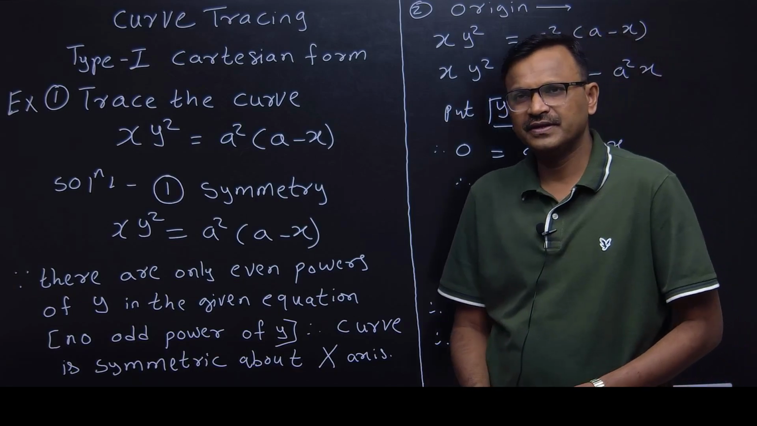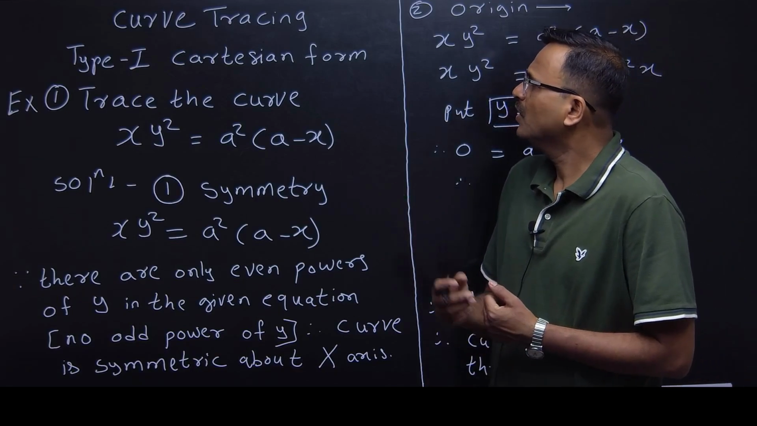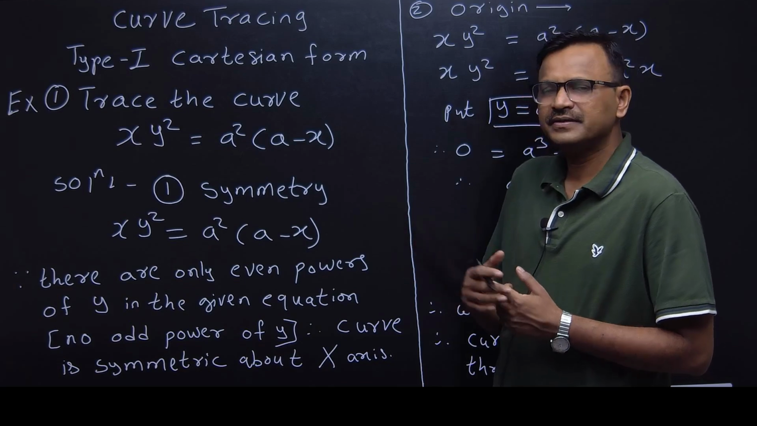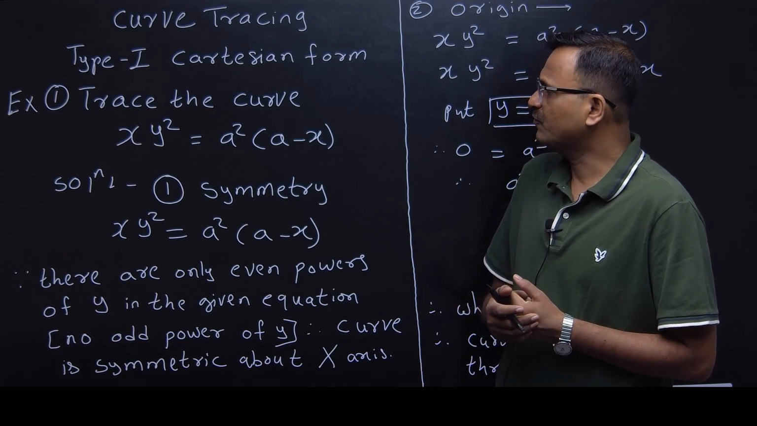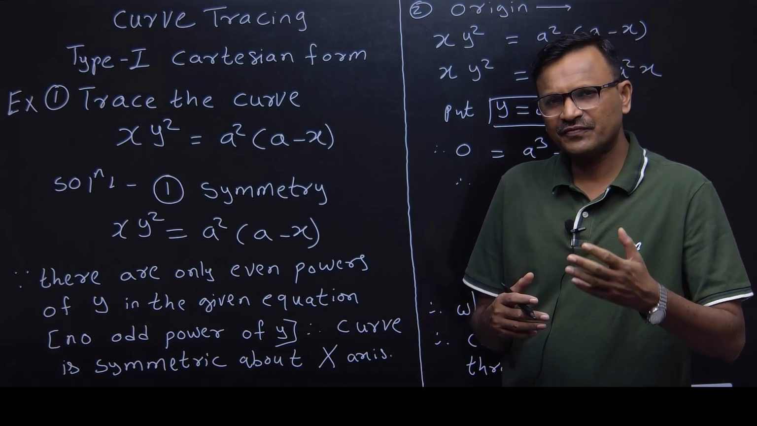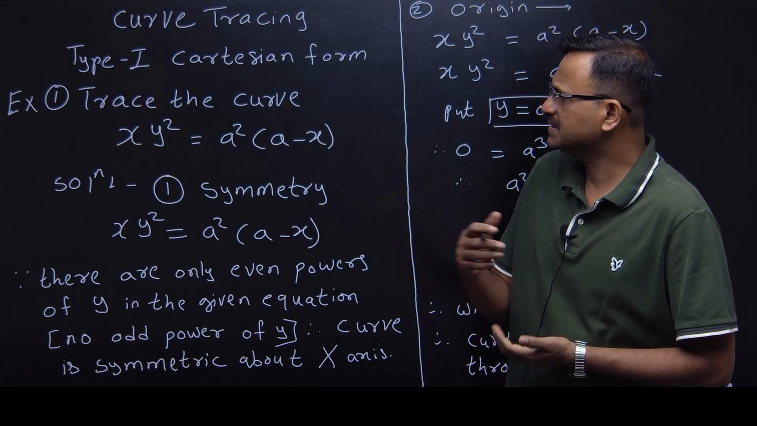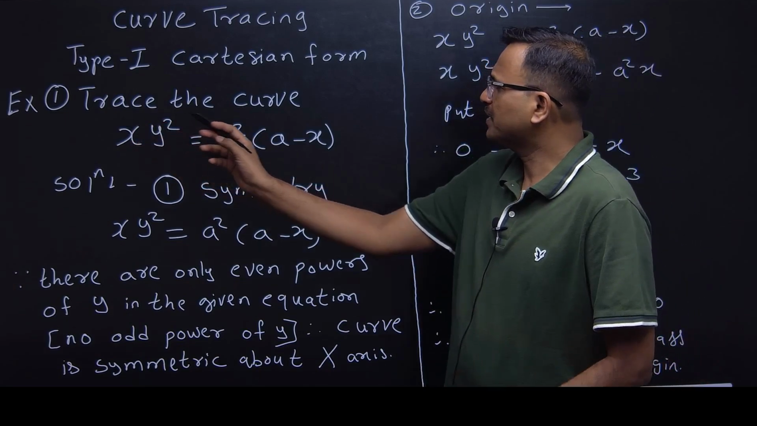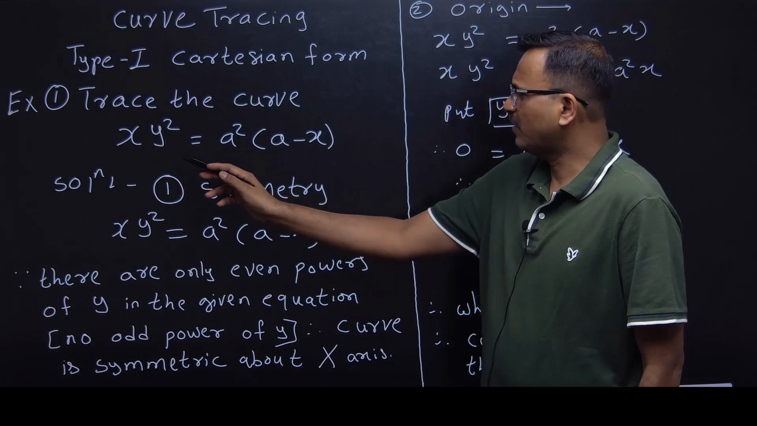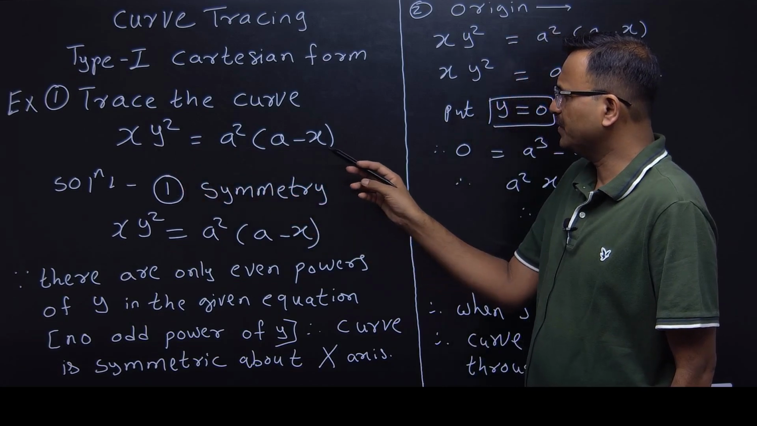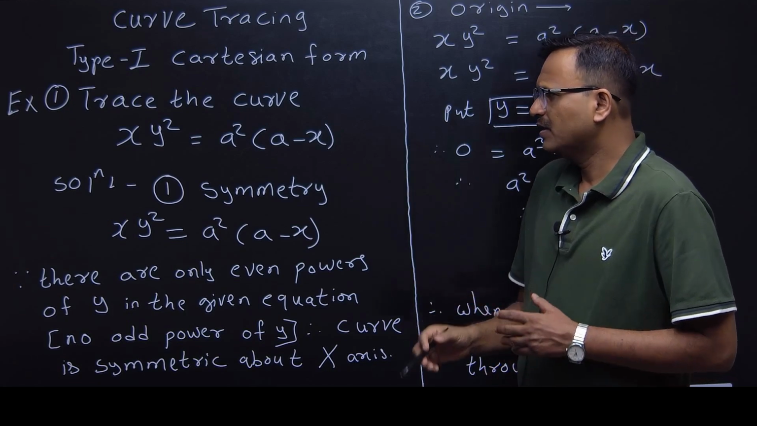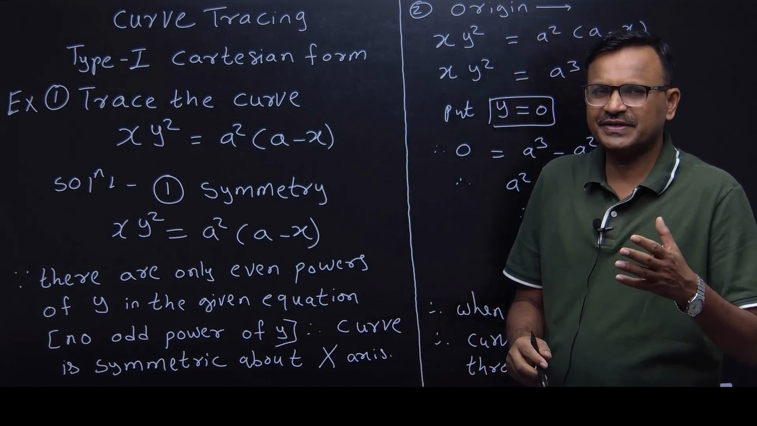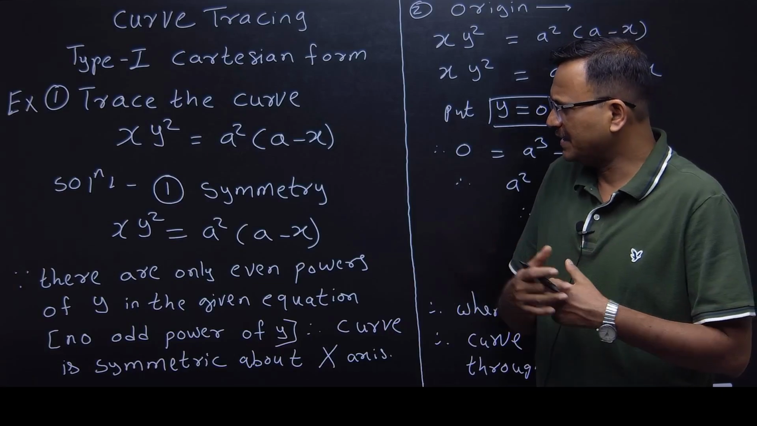Yes, we'll discuss an example on curve tracing in which the equation is in Cartesian form. When the equation is in terms of x and y, we say that the equation is in Cartesian form. In this example, we have to trace the curve x y square is equal to a square into (a minus x). As we can see, this equation is in terms of x and y. This is the equation in Cartesian form.